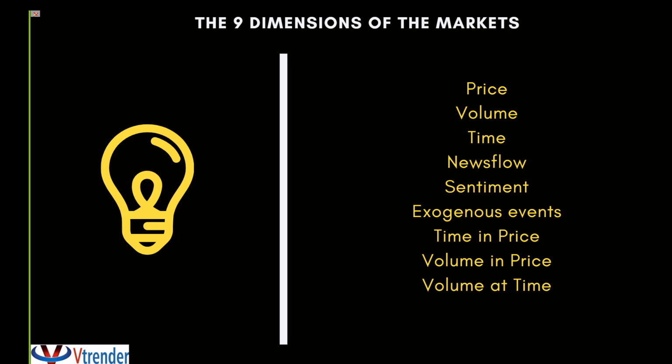Then time in price, volume in price, volume at time. Volume in the price means different things. Volume at a particular time means different things. If you are not successful in the markets today, you've been focusing only on dimension one. You've ignored the rest of these dimensions which have an influence on price behavior.